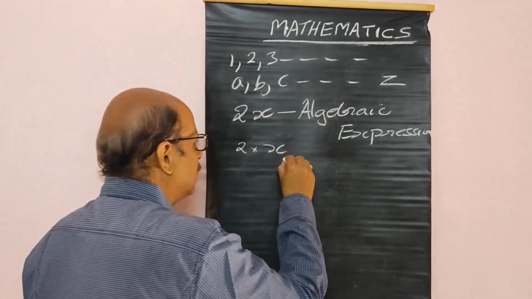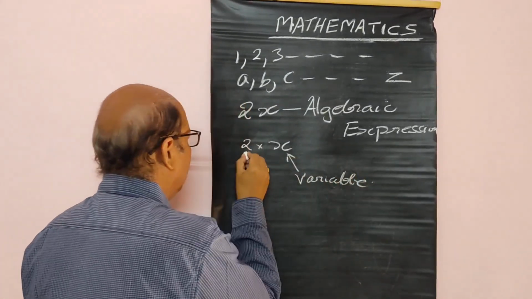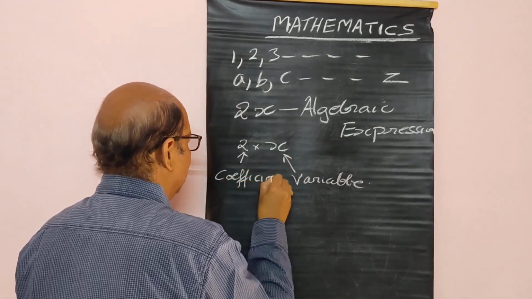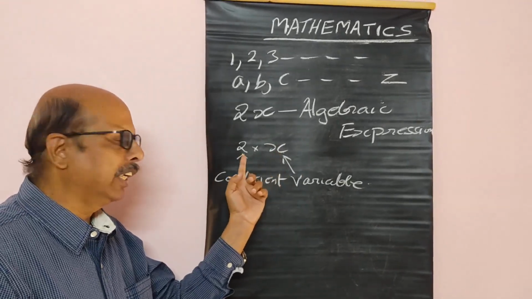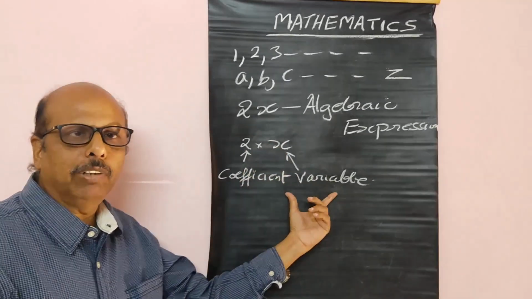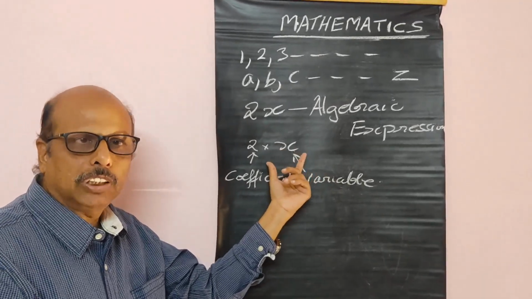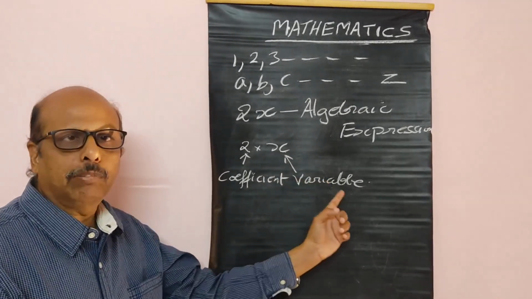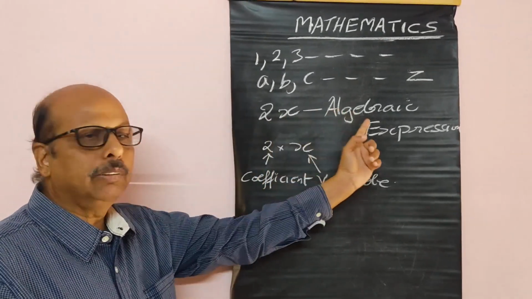Here the letter x is called the variable and the number 2 is called the coefficient. The number which is written in front of the variable is called the coefficient and the letter which is used is called the variable. The variable means the value of this letter x will depend upon the question. It is not fixed. Because it keeps varying, we call it a variable. So 2 into x or 2x is an algebraic expression.